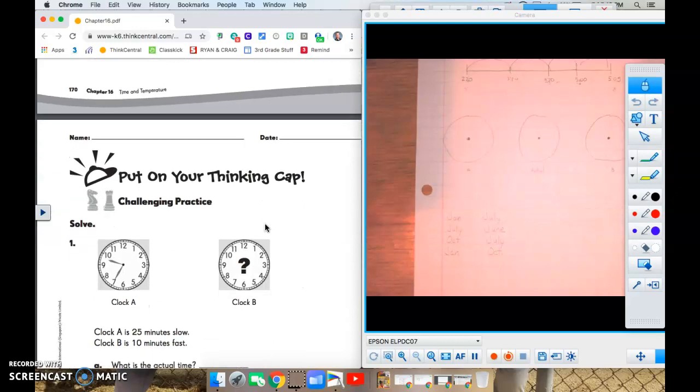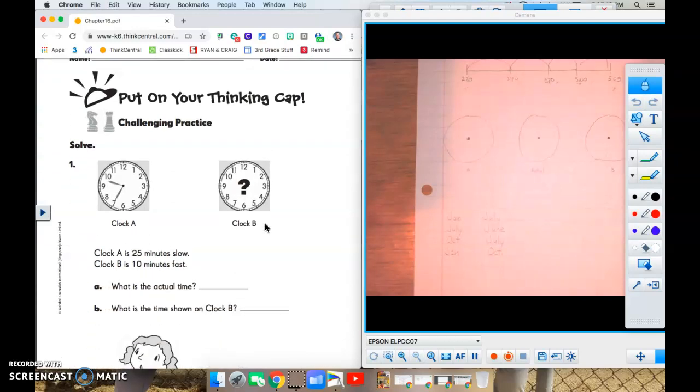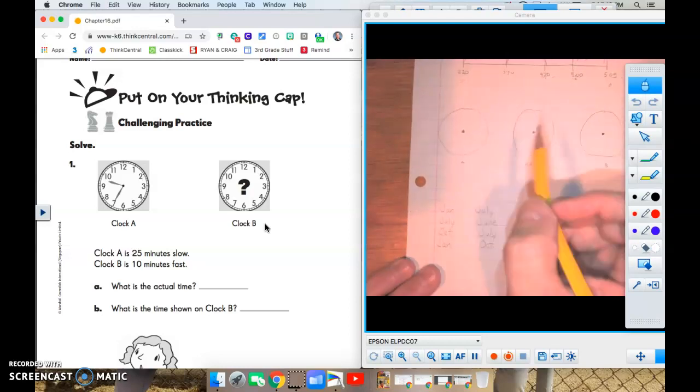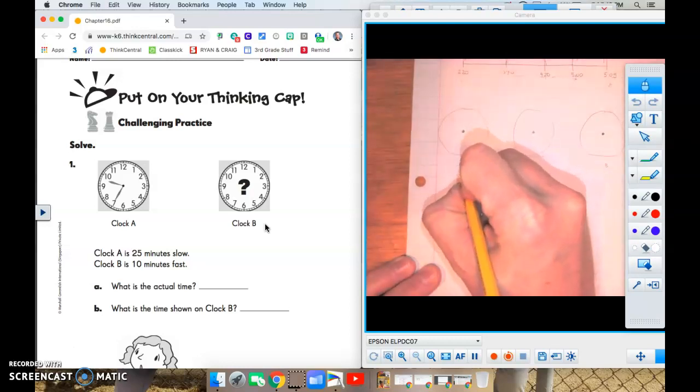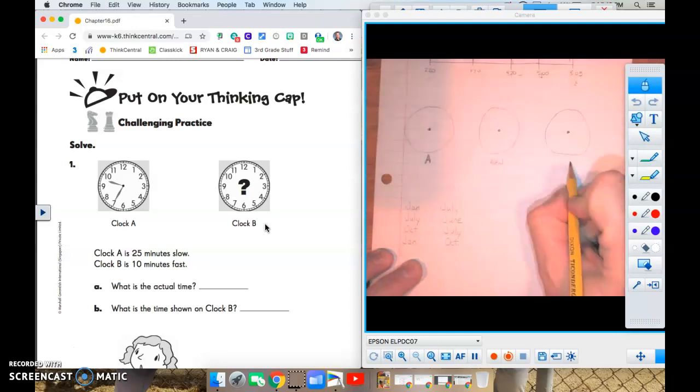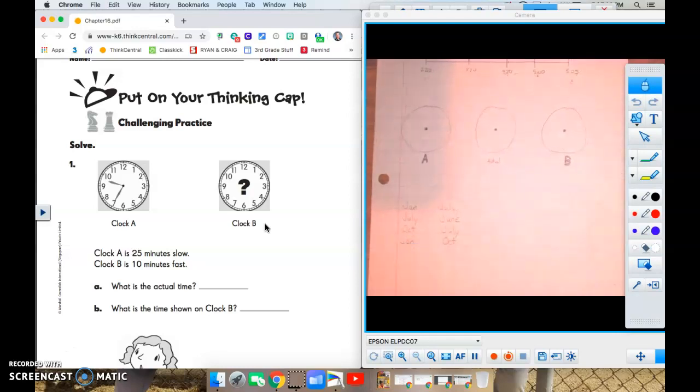Check it out. All right, put on your thinking cap. Challenging practice. Let's solve this. I drew an extra clock in here, okay? So I have clock A, and I have clock B over here like they have, right? So I have clock A, clock B.